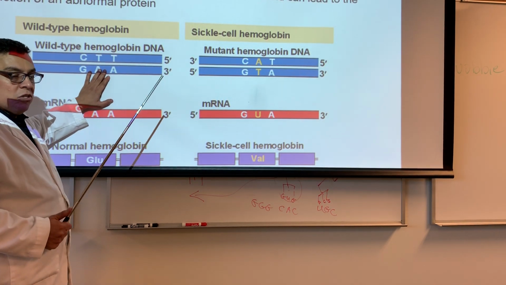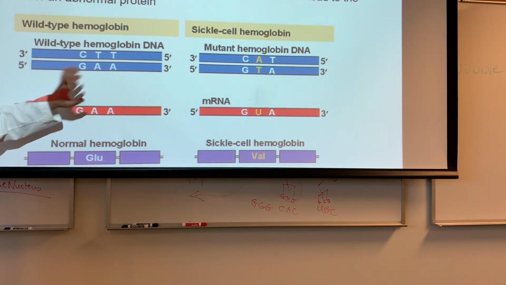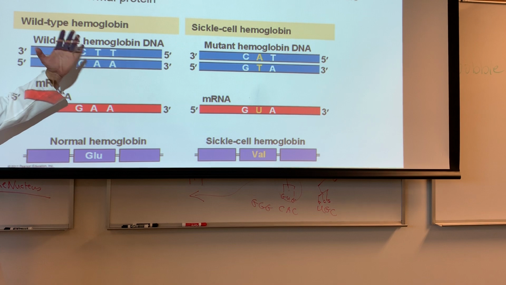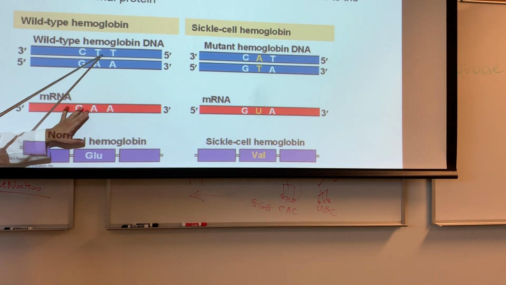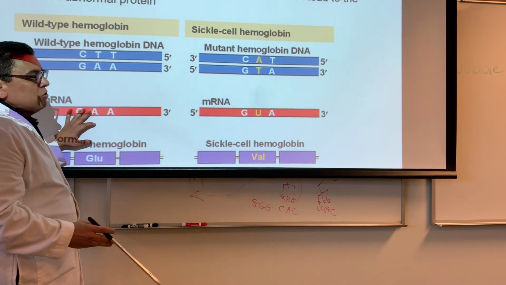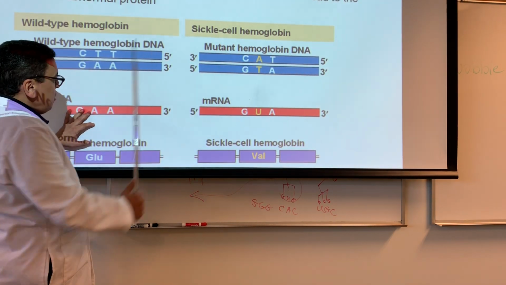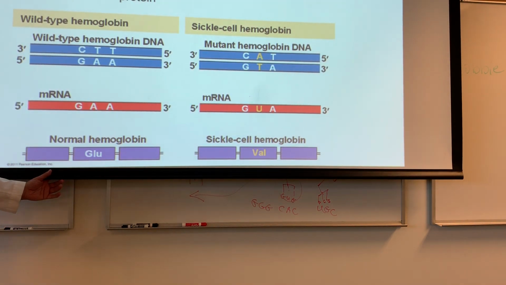Look at the change from T to A. That's it. By mistake, you go from T to A. I mean, you think, okay, what's the big deal? Well, look at it. T gives you A gives you U. So if you change this sequence, you're going to change the RNA. You're going to also change the protein.